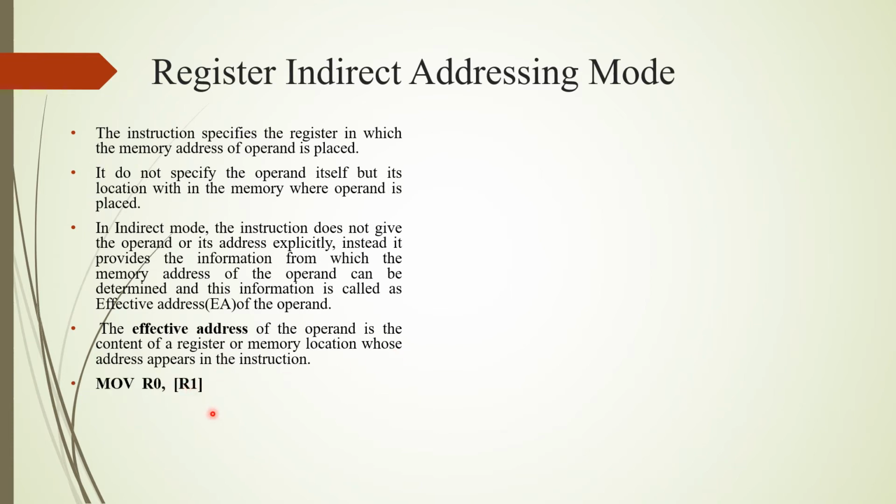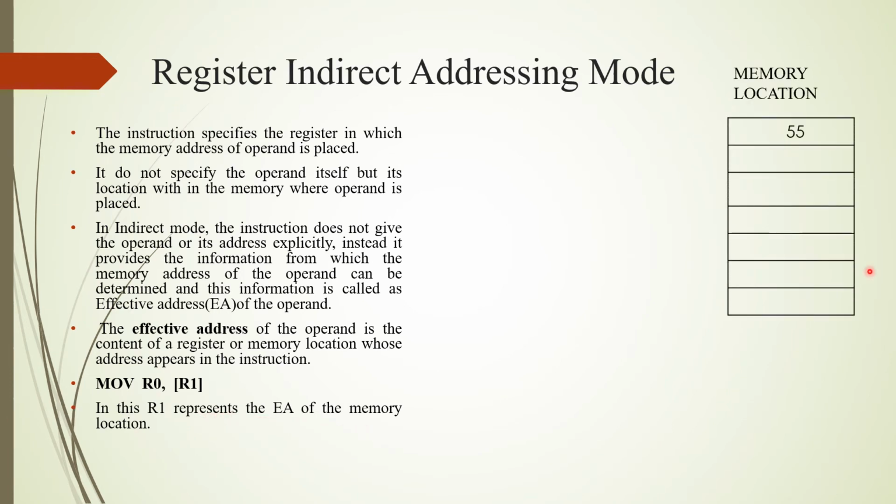I have taken the example of move R0, [R1]. Here R1 has been specified in the square bracket, indicating that the content of R1 is part of the memory address. So whatever the content of R1 is acts as the effective address in this example. R1 represents the effective address of the memory location.